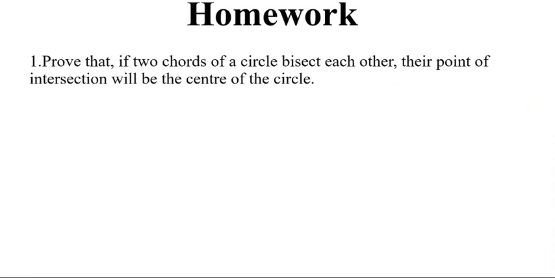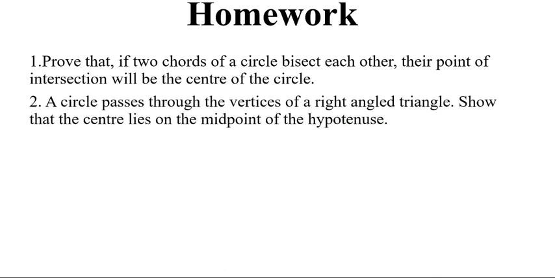Now, it's time for homework. First question, prove that if two chords of a circle bisect each other, their point of intersection will be the center of the circle. Second question, a circle passes through the vertices of a right angle triangle so that the center lies on the midpoint of the hypotenuse.